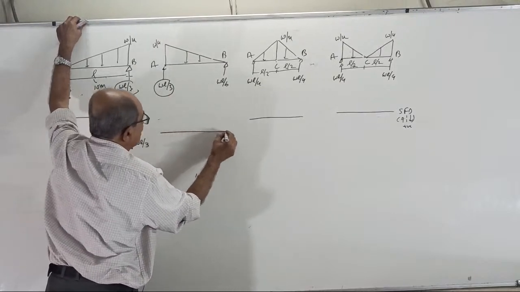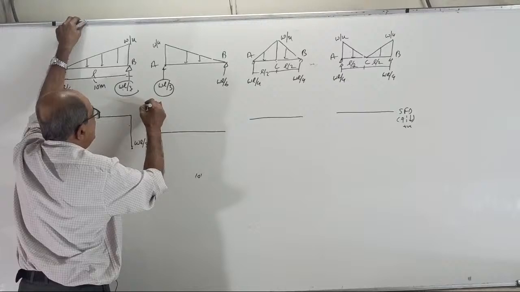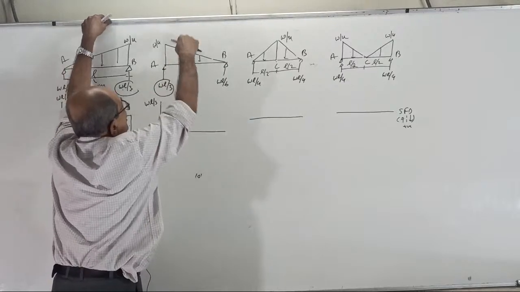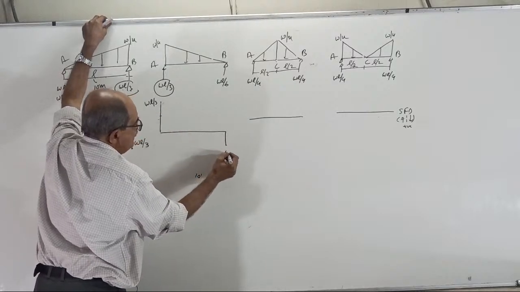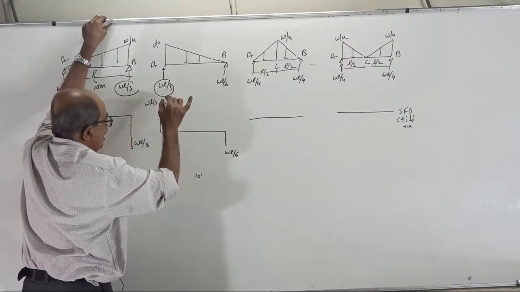Shift the diagram if you want more space. Go up by WL by 3. Come down by WL by 2. It will be WL by 6 here, half. This is WL by 6. Joining I will do later.